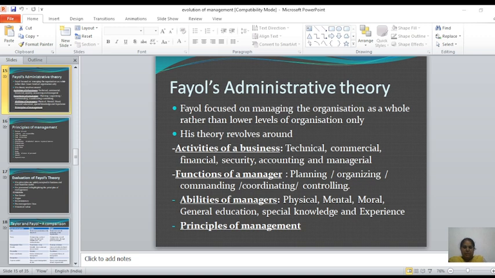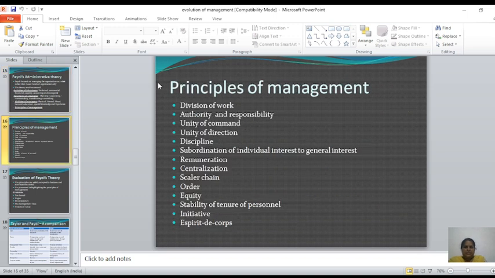Now we shall enter into Fayol's theory. Who is this Henri Fayol? He is a French industrialist. In 1860 he worked as an engineer in a French mining company. He introduced 16 principles of management. We shall see what those principles are. These were the principles introduced by Henri Fayol.